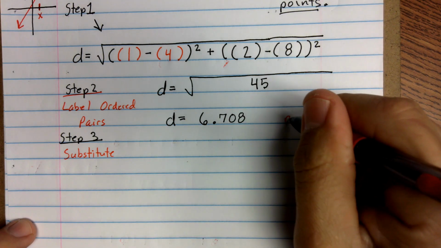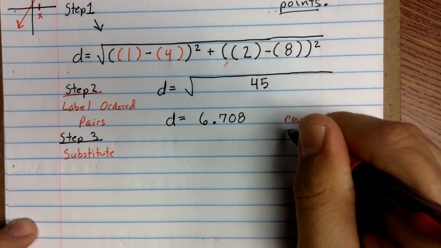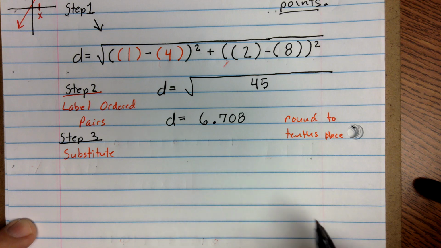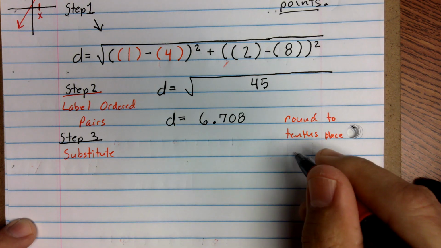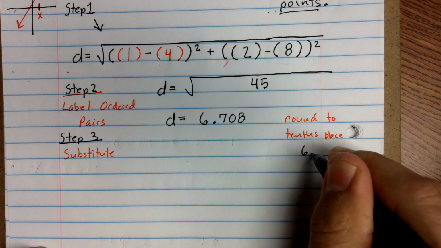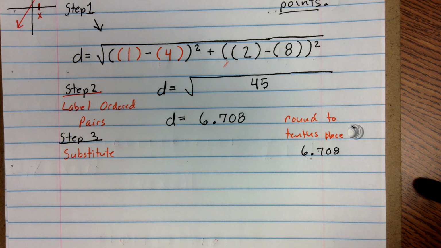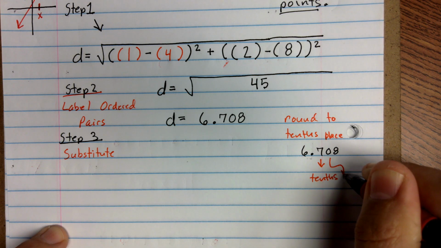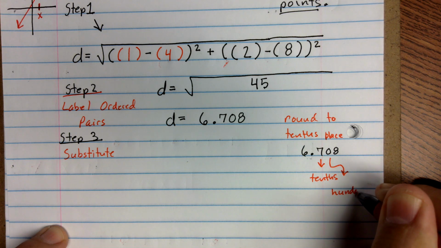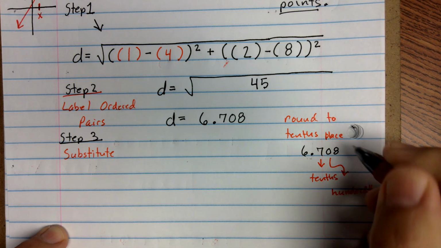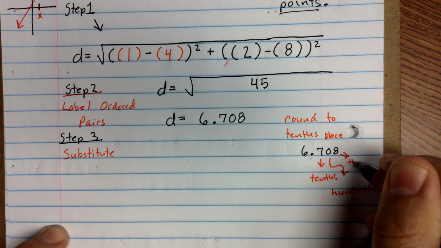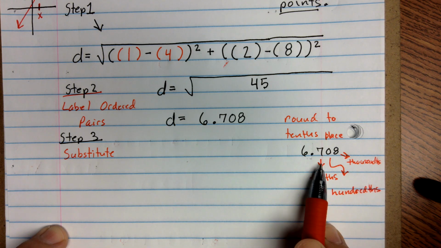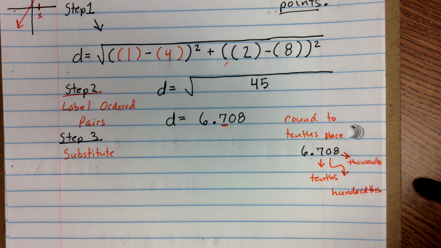Now, from this point, what I want to do is round to the tenths place. If you forgot, when we're talking about places, I'll rewrite this number, 6.708, and show you what the tenths place is. This first place is my tenths place. The second place, we call that the hundredths. And the last one is called the thousandths. Since we said round to the tenths, I'm going to underline that 7 right there.